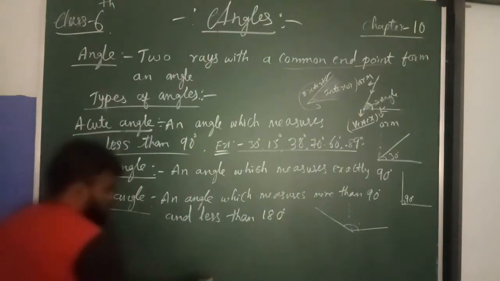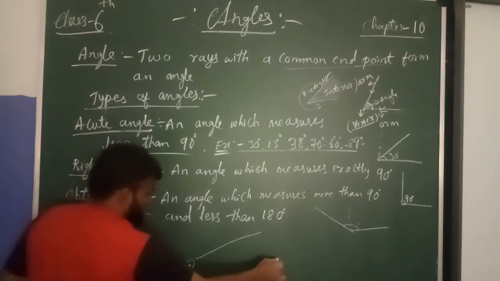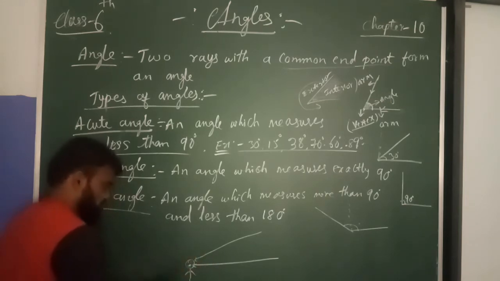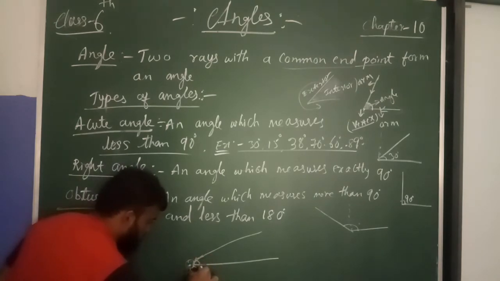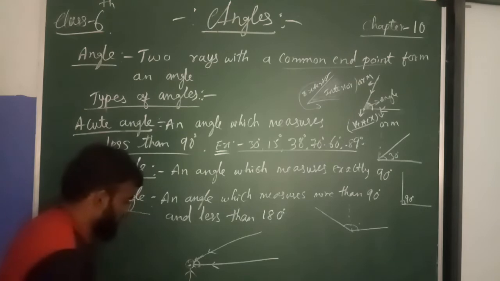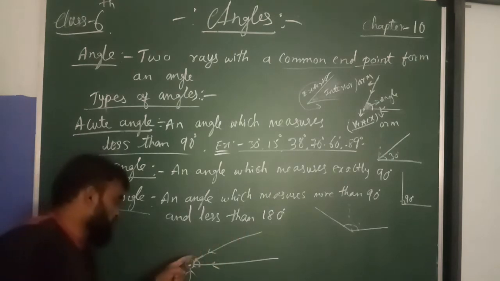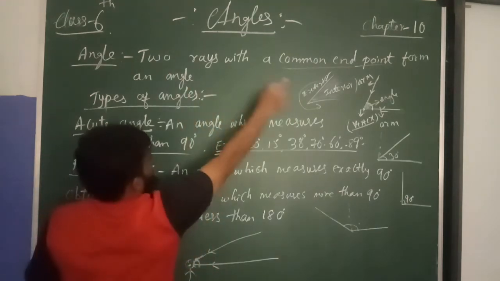Here you see, one person is coming on a two-wheeler. Another person is standing here, and another vehicle is coming from here. The light is falling on his face. What does it form? An angle is formed here. This is one ray, this is another ray. Both rays fall on his face. It forms an angle.